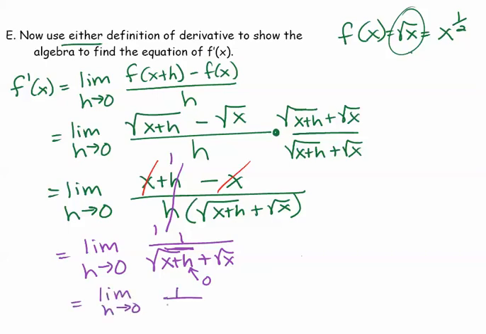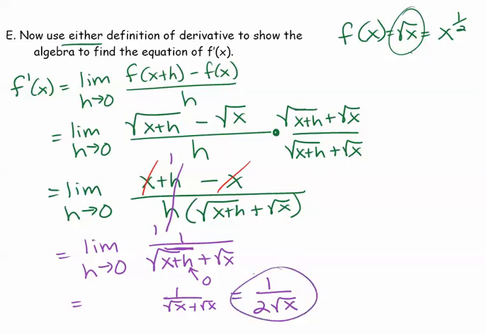We would have 1 over the square root of x plus the square root of x. No more limit. I just did the limit. Let's erase that symbol. So we could rewrite this then as 1 over 2 square root of x, which is what we got when we did the power rule. So we were expecting that answer.